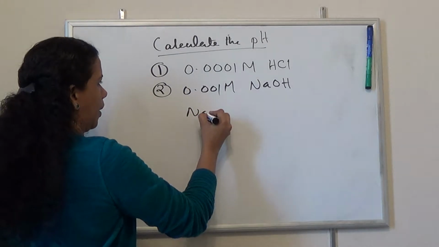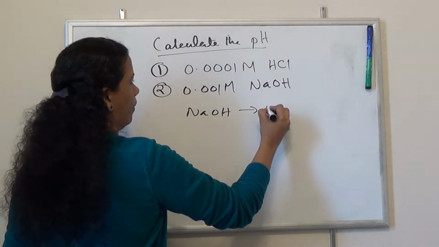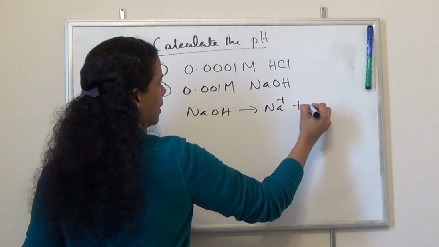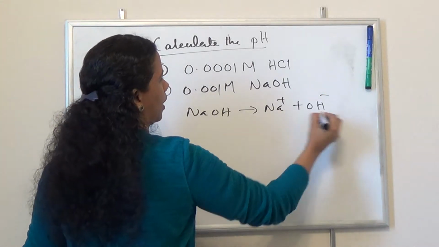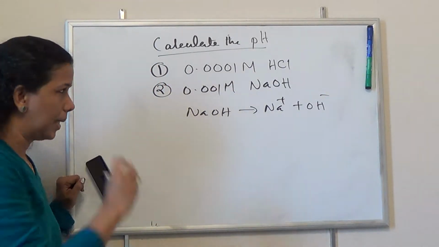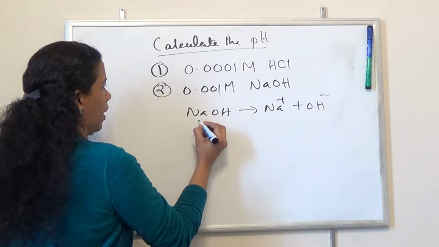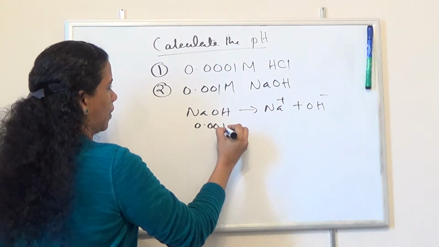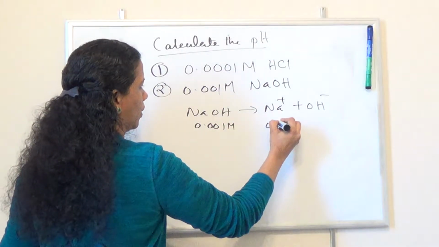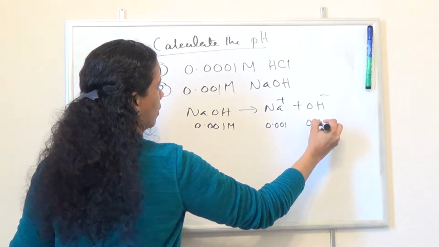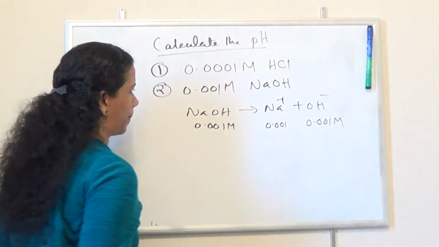Here NaOH on dissociation will give Na plus and OH minus. Here there is no H plus. So the concentration of NaOH is 0.01 molar. This is also 0.01 molar.